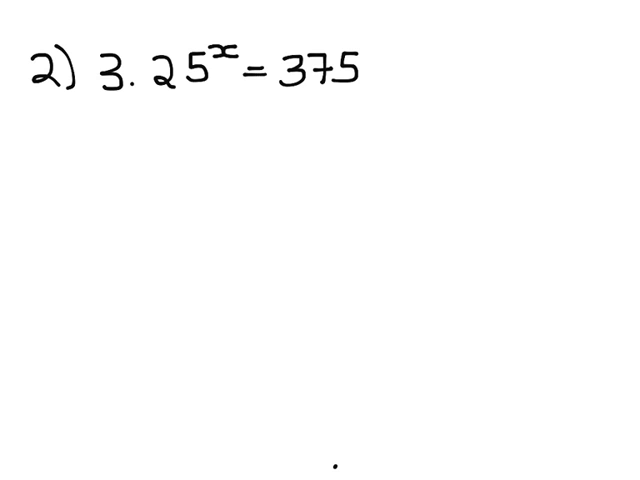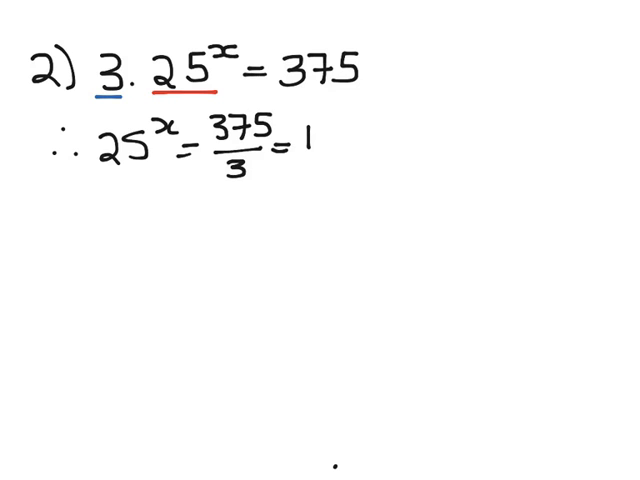In this case now what we have is the usual exponential expression, but now it's multiplied by a constant. Now in this case what we do to solve is we first divide both sides by the value of the constant. So in this case it will become 25 to the power of x is equal to 375 divided by 3, which is equal to 125.